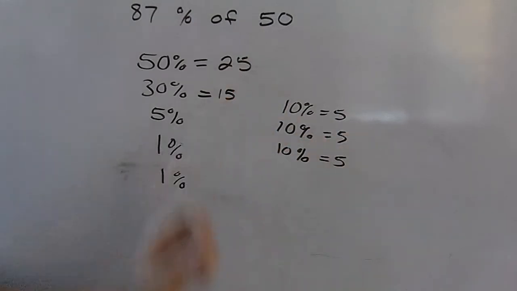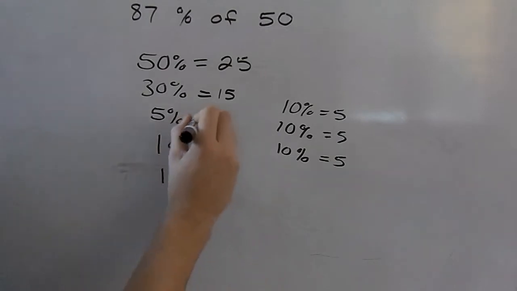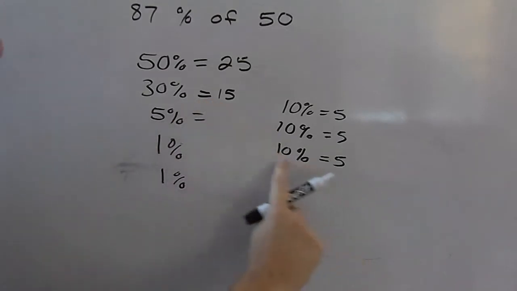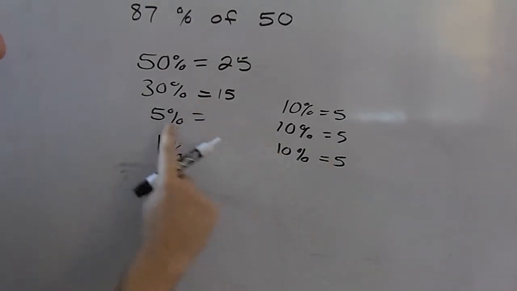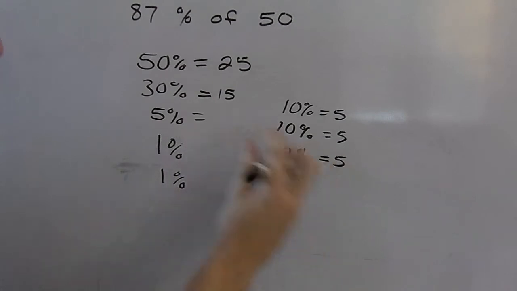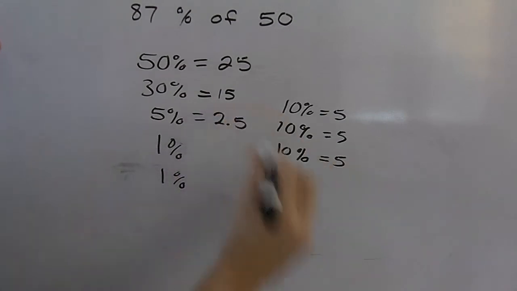And then 5%, we've discussed, is going to be half of 10%. So if 10% is 5, 5% is half of that, so it's 2.5.